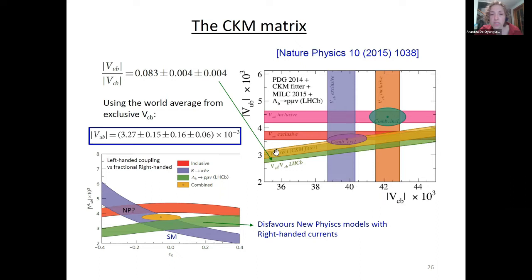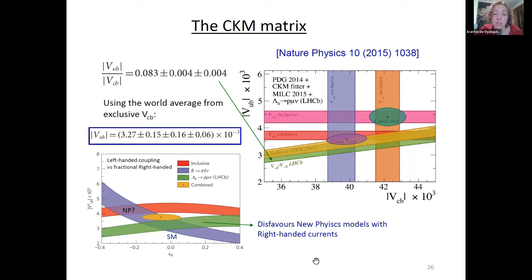This is VCV and this is VUV, and when you compare, you can see the exclusive measurement of VUV, the inclusive measurement of VUV, and then the VCV exclusive and the VCV inclusive. Okay, and then you can see that it does not agree very well. The result from LHCb is this one, the ratio of VCV and VUV.